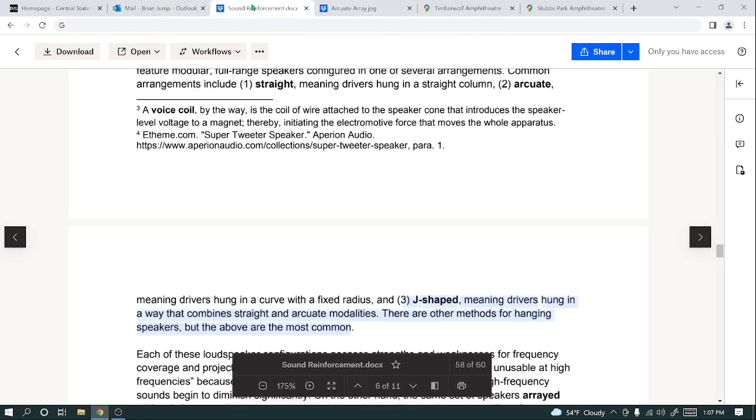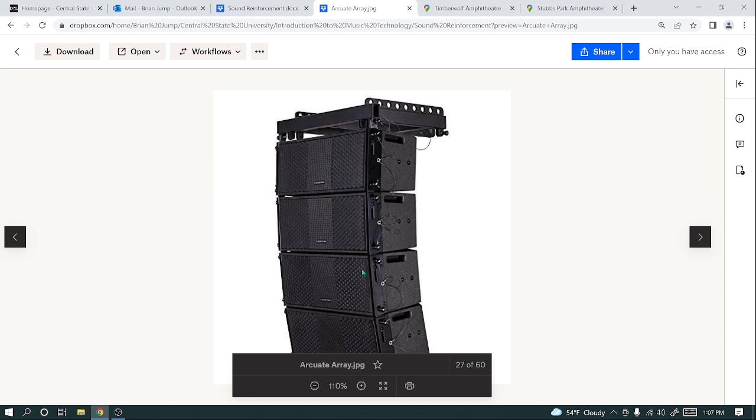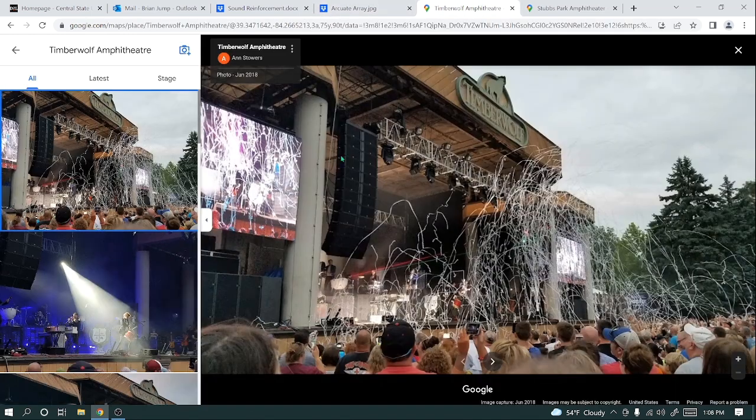So given those three descriptions, is this straight, arcuate, or J-shaped? An arcuate has an even 5-degree splay between each speaker. Let's take a look at some other ones. Check out these arrays. This is at Timberwolf Amphitheater nearby. See this? That's a J array. They're straight, then arcuate. It's meant so the wave will go in all directions. It's a compromise, because as we'll discover, there are some deficiencies in just a straight array, and some deficiencies in just a curve or arcuate. A J array compromises between the two of them.